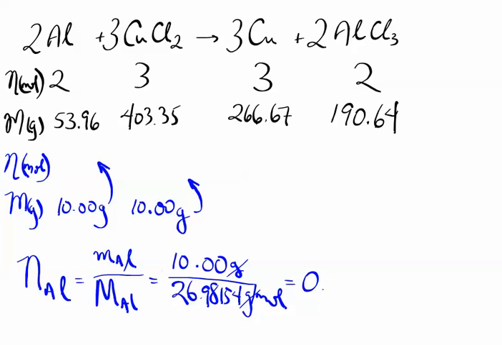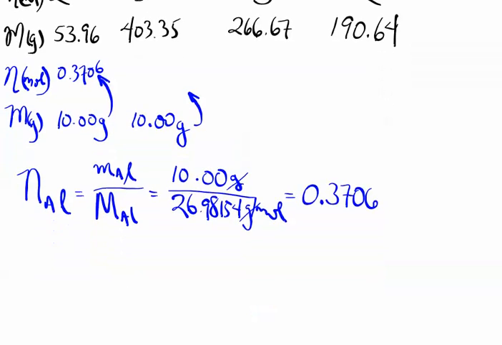Anyone? Bueller? 10 divided by 26.98154 equals 0.3706. Okay, so that goes up here. So this is what we actually have. This is not necessarily what will completely react because it depends on the other reactant.